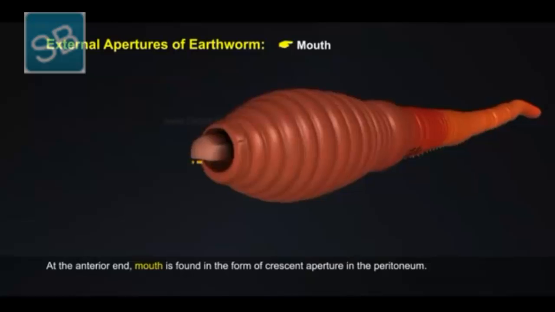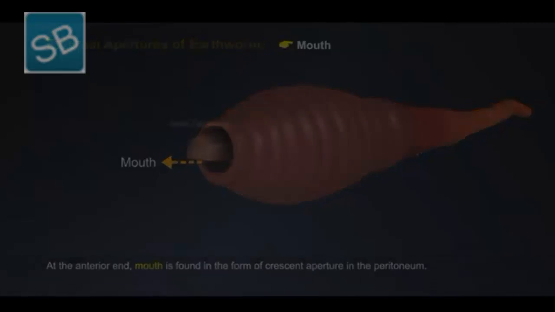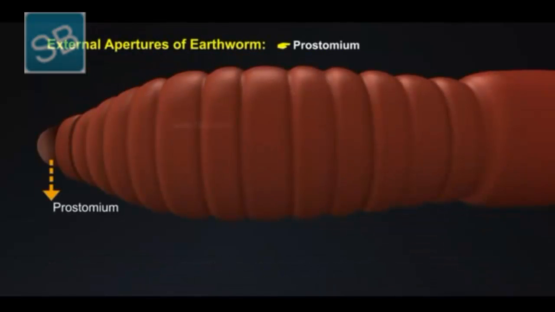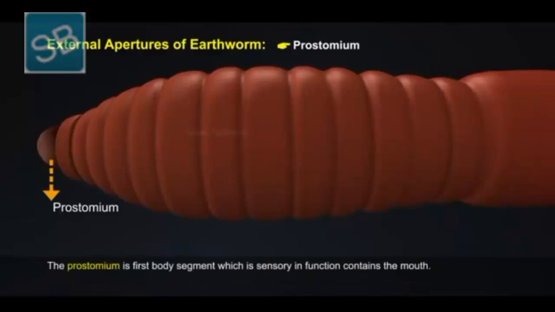Then comes external structure. Mouth: at the anterior end, the mouth is found in the form of a crescent aperture. Prostomium: it is a lobe which serves as a covering to the mouth, as a wedge to force open cracks in the soil into which the earthworm may crawl. The prostomium is the first body segment, which is sensory in function, containing the mouth.